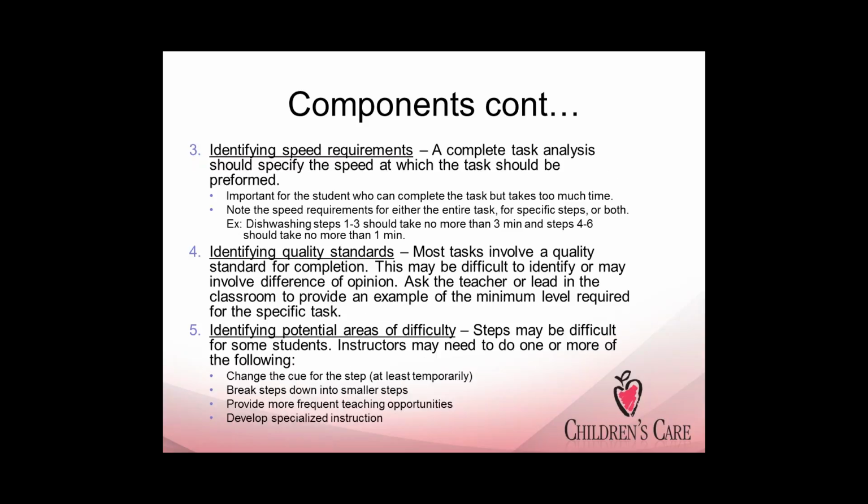3, identifying speed requirements. A complete task analysis should specify the speed at which the task should be performed. It's important for the student who can complete the task but takes too much time. Note the speed requirements for either the entire task, the specific steps, or both. Dishwashing steps 1 through 3 should take no more than 3 minutes, and steps 4 through 6 should take no more than 1 minute.